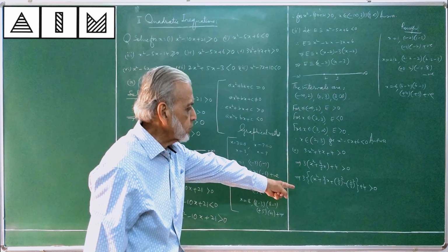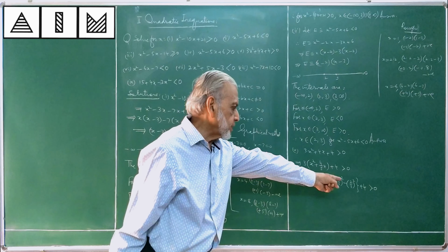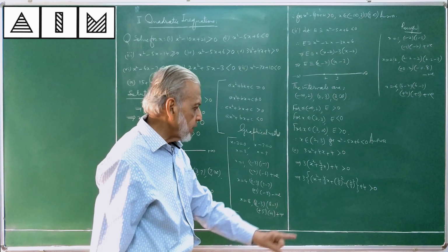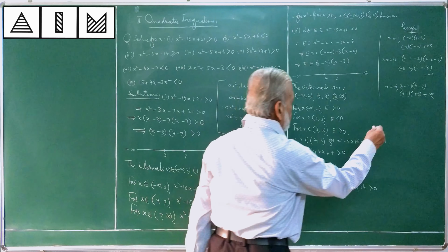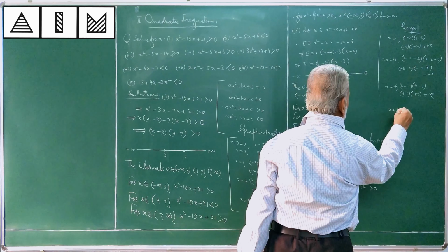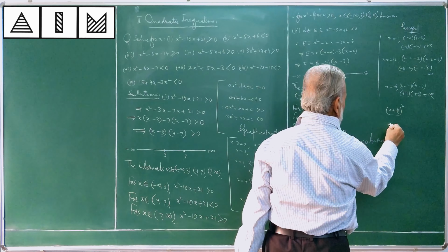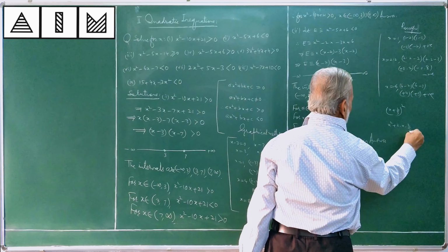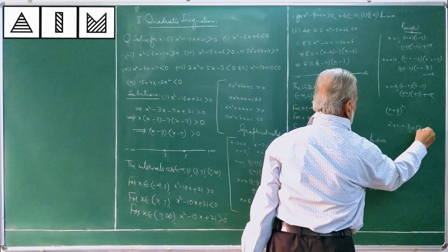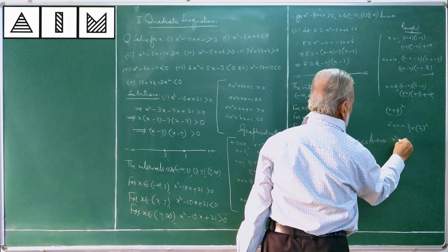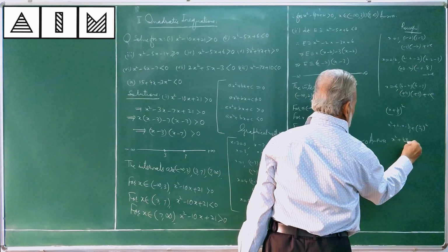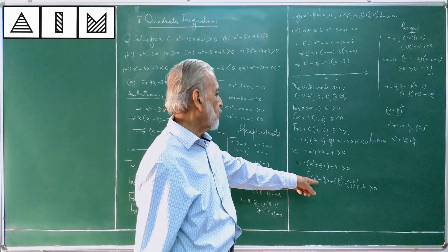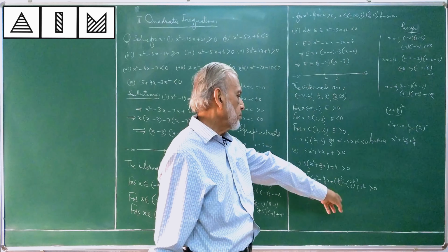X square plus 4 by 3x plus 2 by 3 whole square minus 2 by 3 whole square. This is added only to complete the perfect square. This will become x plus 2 by 3 whole square. Please see, a square plus 2ab plus b square. This is x square plus 4 by 3x plus 4 by 9, a perfect square.